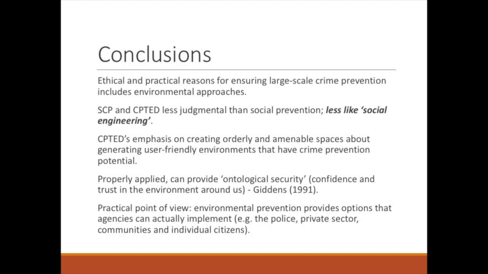So, some conclusions. There are both ethical and practical reasons for ensuring that large-scale crime prevention includes these environmental approaches. It's perceived as less judgmental than social prevention because it's less like what some detractors might call social engineering. Now, what crime prevention through environmental design emphasizes is creating orderly and amenable spaces that generate user-friendly environments that therefore have crime-preventing potential. And when properly applied, it can provide a sense of ontological security for people, that is, confidence and trust in the environment within which people live. And from a practical point of view, environmental prevention provides options that agencies can actually implement.